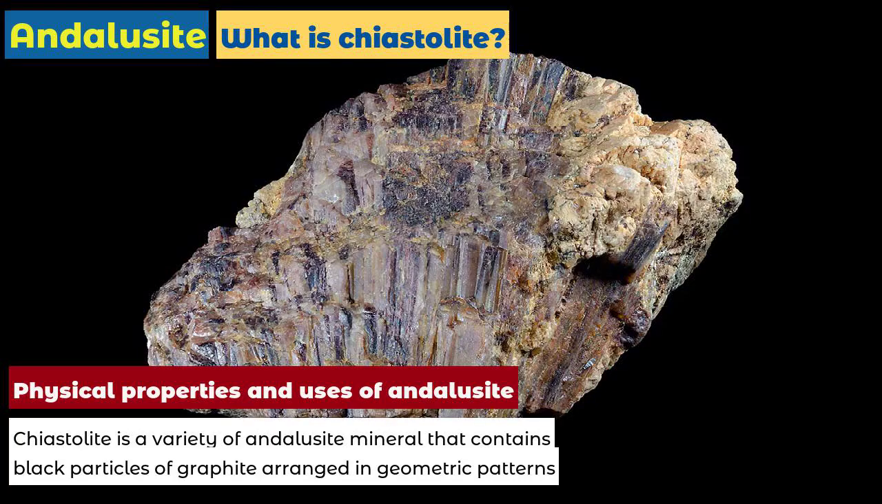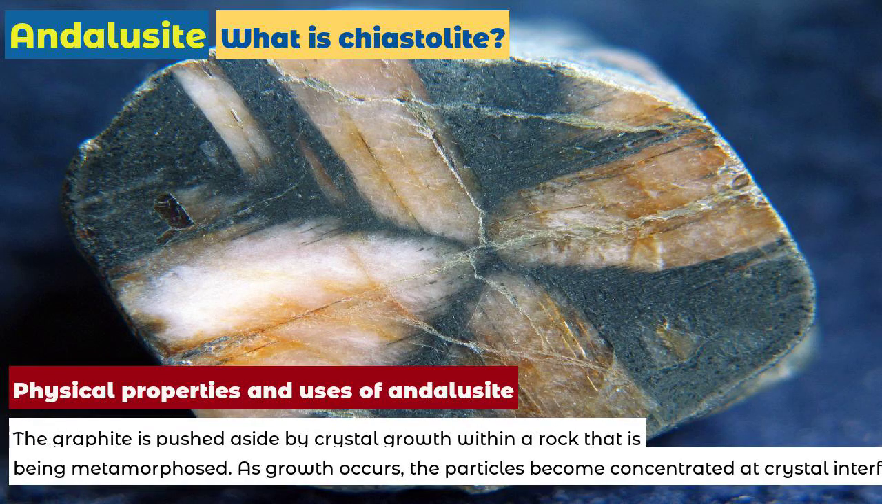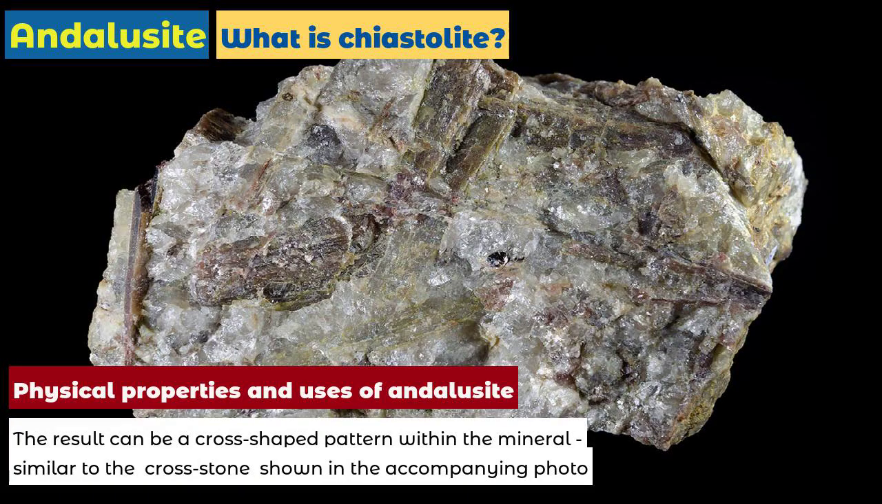Chiastolite is a variety of Andalusite mineral that contains black particles of graphite arranged in geometric patterns. The graphite is pushed aside by crystal growth within a rock that is being metamorphosed. As growth occurs, the particles become concentrated at crystal interfaces. The result can be a cross-shaped pattern within the mineral, similar to the cross stone shown in the accompanying photo.